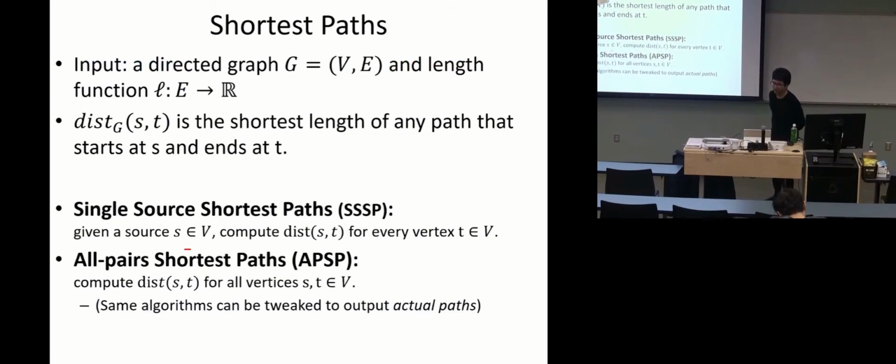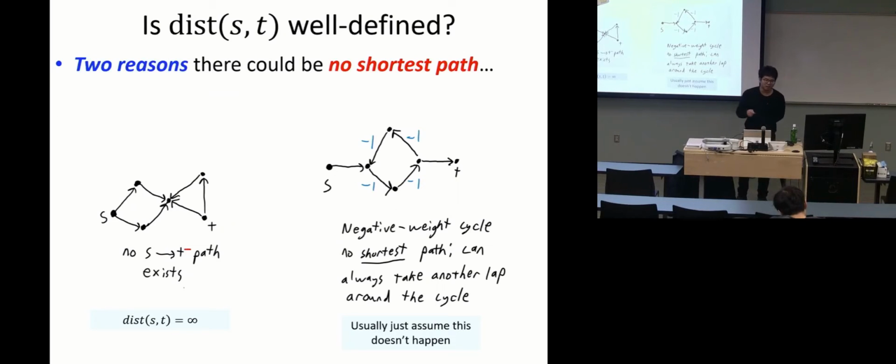Okay, but usually when we think about the distance from S to T, we just assume that these two things don't happen. It's easy to check if there is an ST path or not just by doing breadth first search or depth first search. You can check that in linear time. To check for a negative cycle is less trivial, and we will see how to do that today.